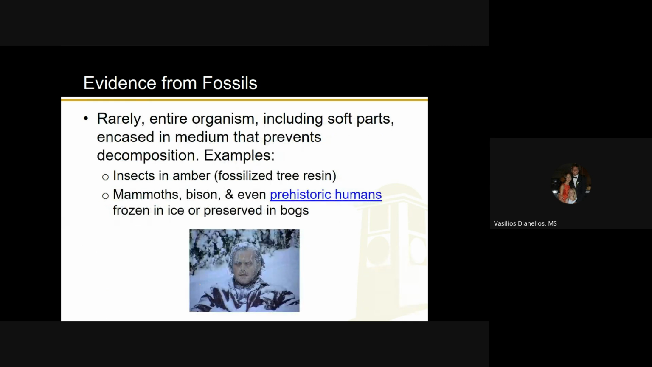All right. Rarely, an entire organism, including the soft parts, can get encased in a medium that prevents decomposition, which is not necessarily the same as a fossil, but it's kind of categorized the same. Some good examples are insects in amber. I don't know if you guys have seen the first Jurassic Park, but it was based on this.